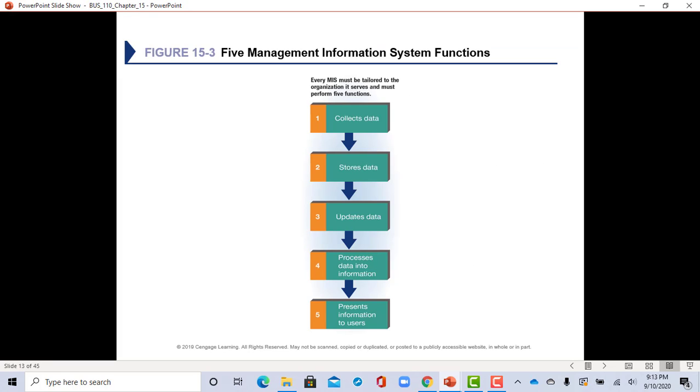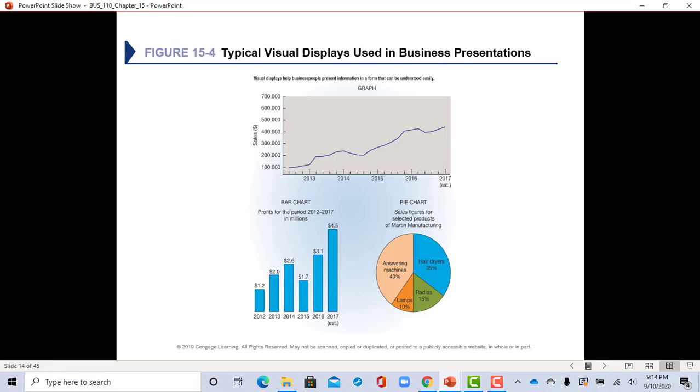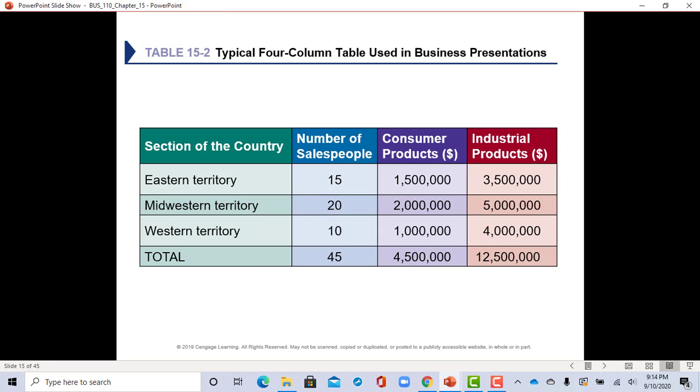Here are the 5 management information system functions. They can collect data, store data, update data, process data into information, and then present information to users. Here's a typical visual display used in business presentations. And here's a typical 4-column table used in business presentations.